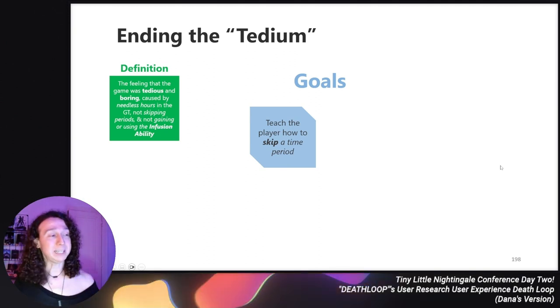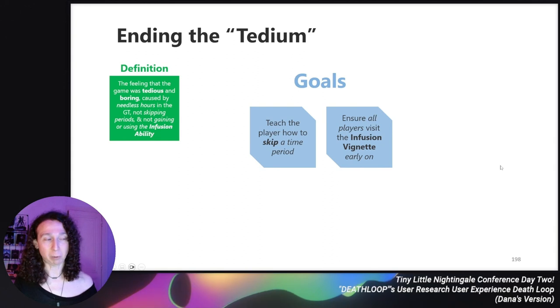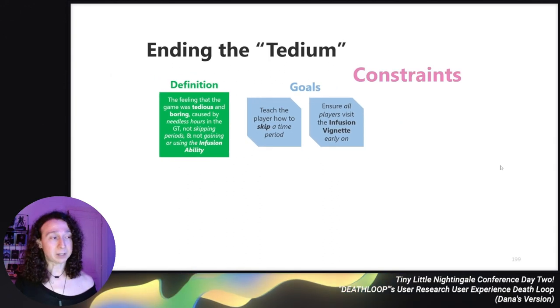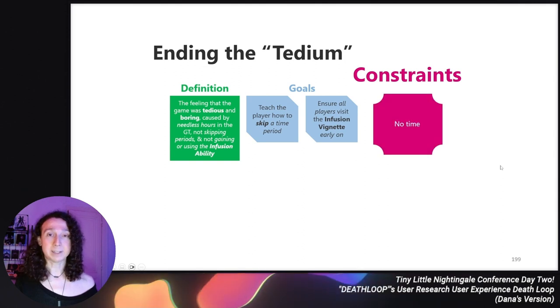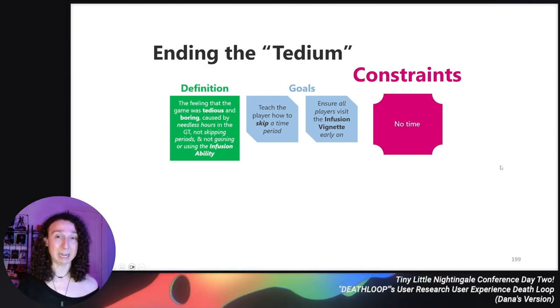My problem was to teach the player how to skip a time period. We want to make sure that all players visit the infusion vignette early on. Our constraints are, oh, wait a second, we're in beta. We're out of time. We're just straight up out of time.